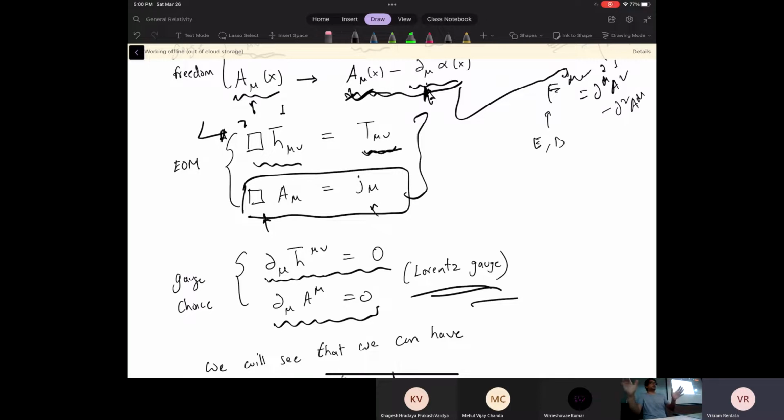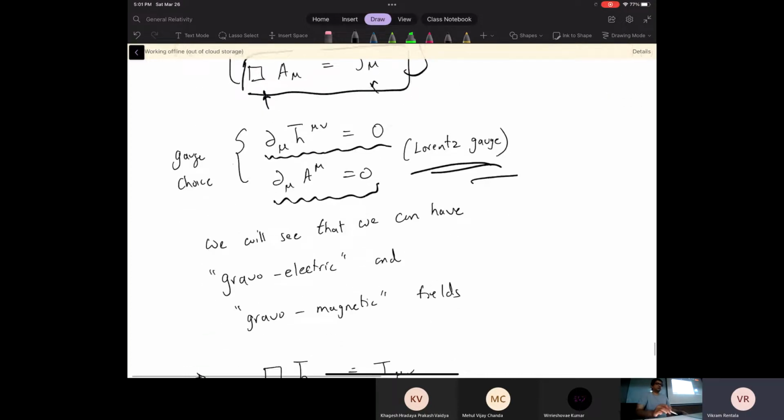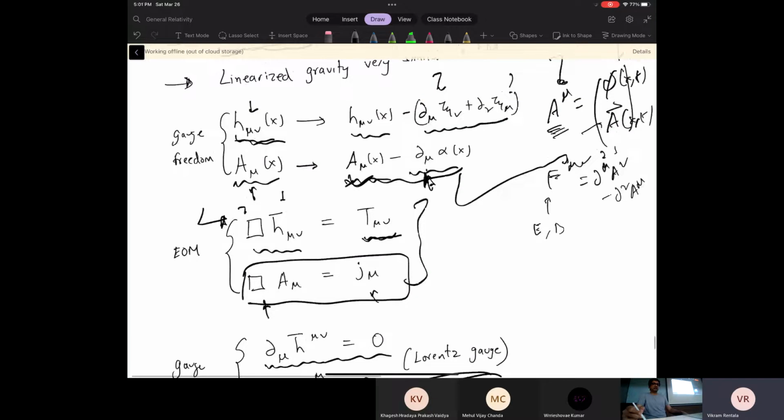But full general relativity is not the same as Maxwell's equations. It is completely a non-linear theory. It's only this linearized version that has some resemblance to electromagnetism. But in fact, we'll see that in this linearized approximation, you can actually have gravitoelectric and gravitomagnetic fields. Similar to how you have both electric and magnetic fields for A mu, it's possible from h bar mu nu to define an analog of an electric field and an analog of a magnetic field. So gravitoelectric field, gravitomagnetic field.